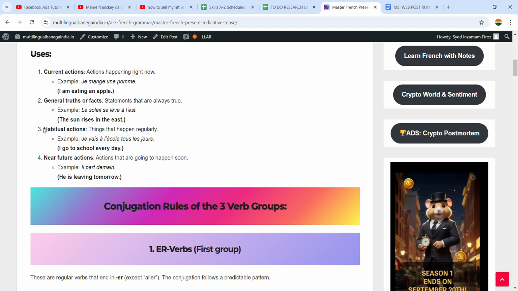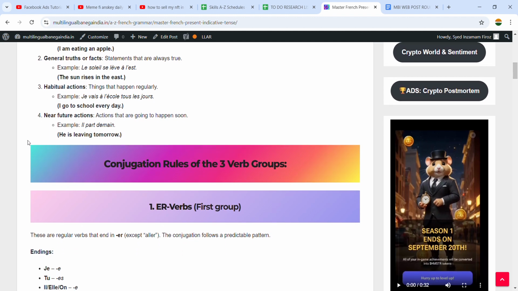Then habitual action, things that happen regularly, right? Example: je vais à l'école tous les jours. So, I go to school every day. Now the last one here and not the least, near future, actions that are about to happen. Il part demain. It means he is leaving tomorrow.